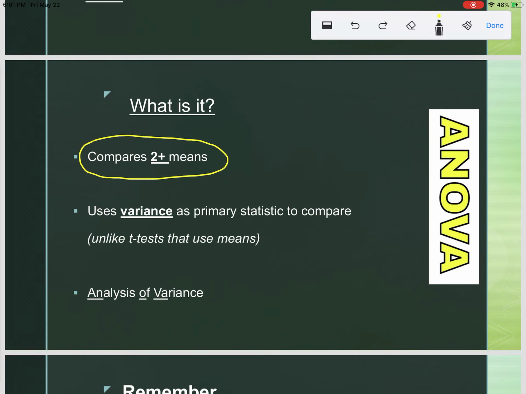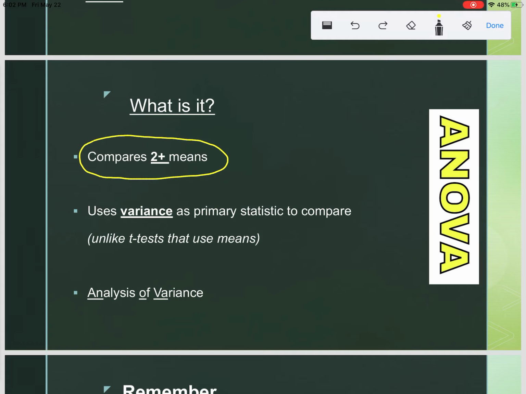Now, sometimes we might choose an ANOVA to compare two means if one of those variables has several levels. So that's why I have written here 2 plus. So that's why it's there. But usually it's 3 plus means. But keep it simple, my friends. An ANOVA is a statistical test used to compare 2 or more means.